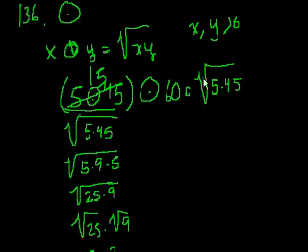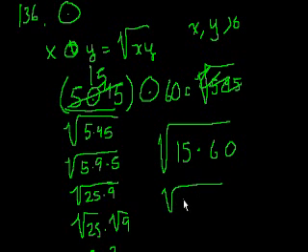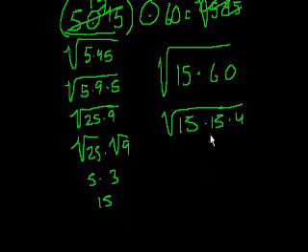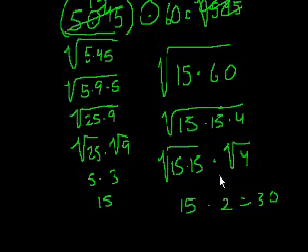And 15 circle-dot 60 is equal to the square root of 15 times 60. Let's see if we can somehow turn this into a perfect square. 60 is the same thing as 15 times 4, right? So this is equal to the square root of 15 times 15 times the square root of 4. The square root of 15 times 15 is 15, times 2, which is equal to 30. And that's choice A.